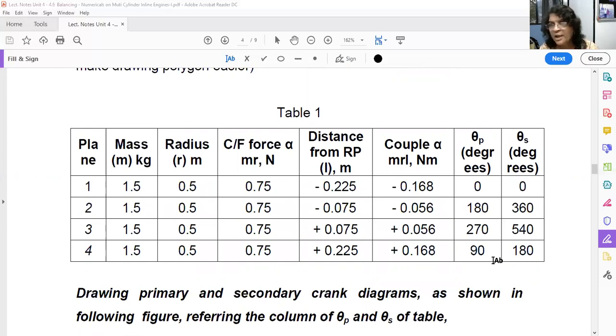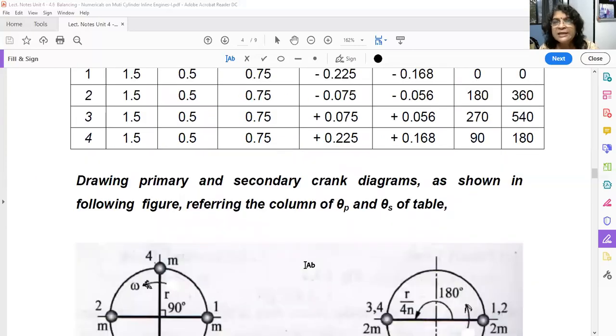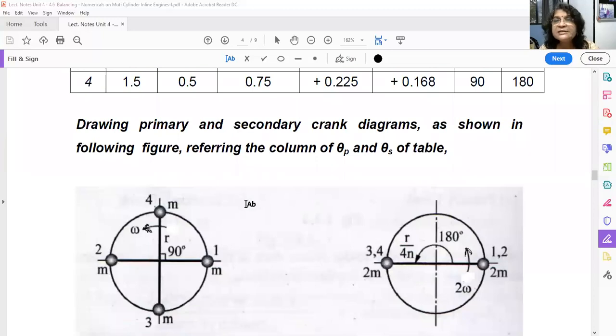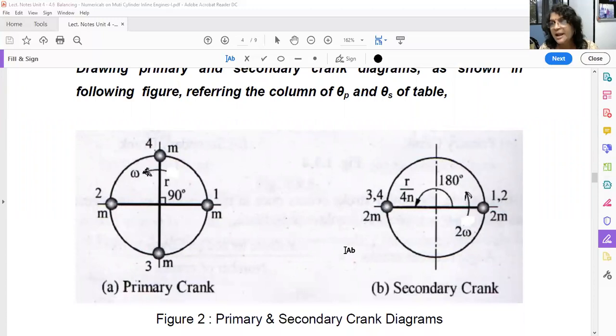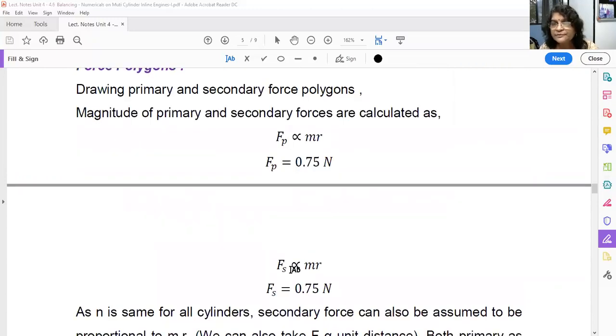Okay, now let us draw the second step. What is second step? You have to draw primary and secondary crank diagram. Remember one thing, friends, whenever you are going to solve this problem at home or in the examination, you have to draw all these diagrams on one page only, and you will be given half imperial size sheet. Because you have to refer this primary crank and secondary crank diagram to draw these couple and force polygons.